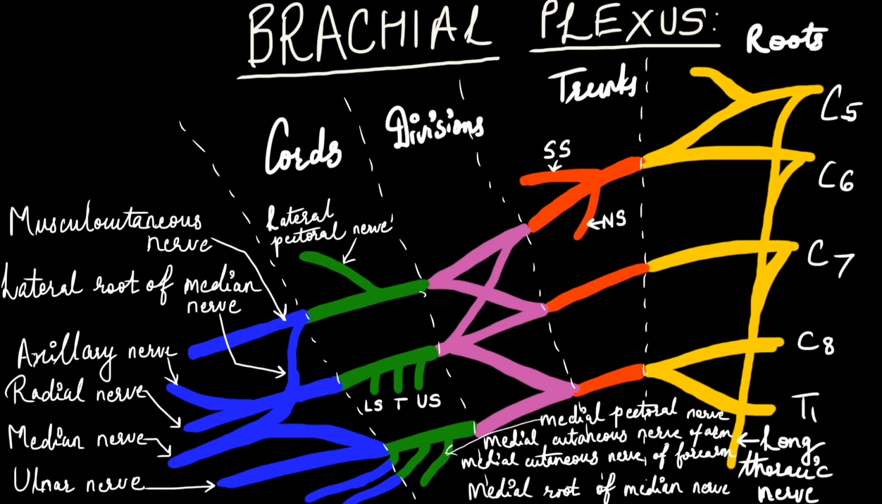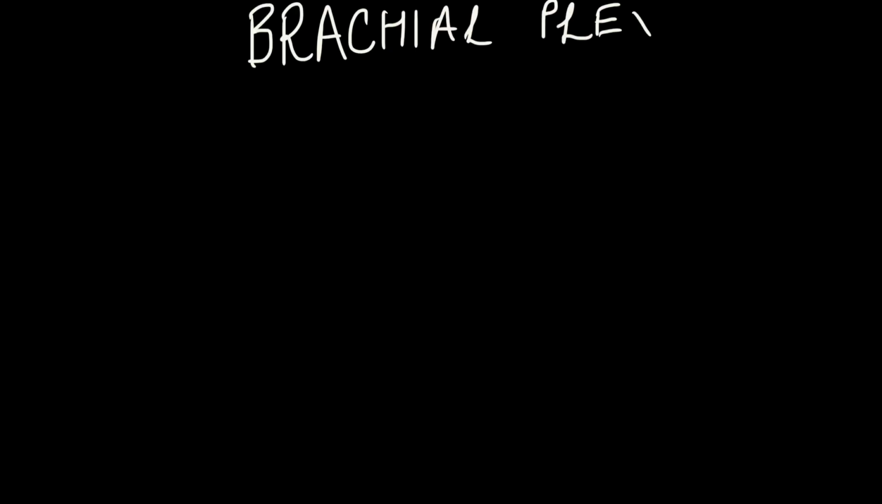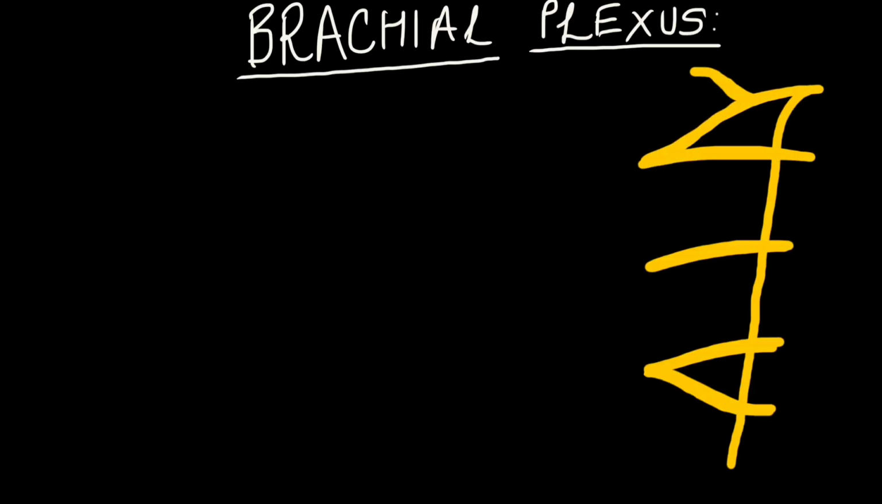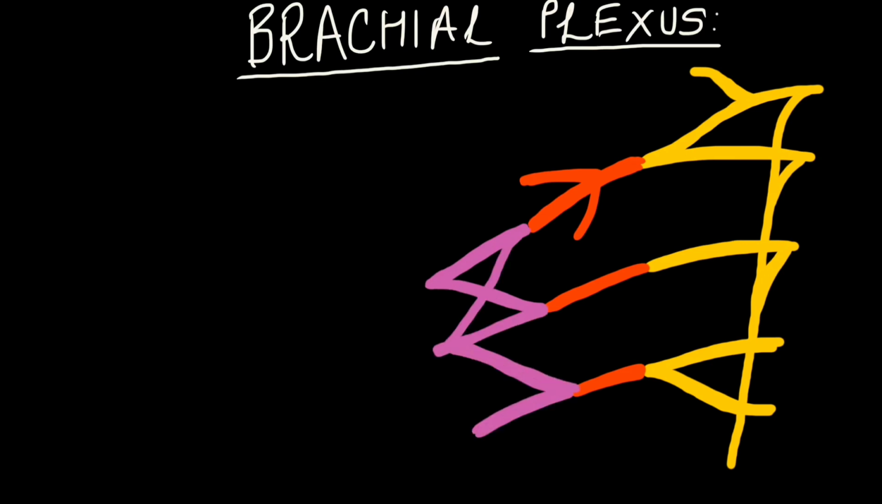Branches of medial cord: 1, medial pectoral, C8, T1. It also supplies both pectoral muscles. 2, medial cutaneous nerve of arm, C8, T1, carries sensory impulses from a small area of medial side of arm. 3, medial cutaneous nerve of forearm, C8, T1, carries sensory impulses from large area of medial side of the forearm. 4, ulnar, C7, C8, T1. C7 fibers reach by a communicating branch from lateral root of median nerve.